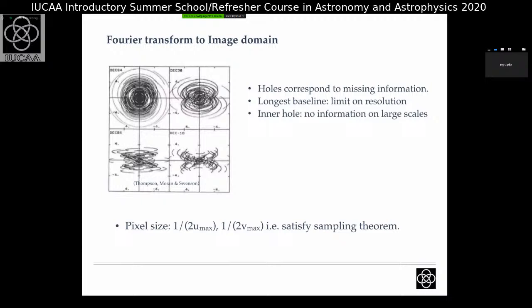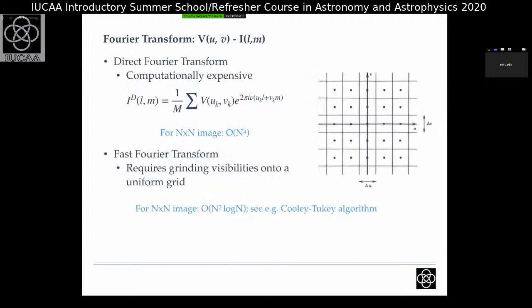So if we take care of sampling, we will still be left with some holes corresponding to missing information. And then, of course, the longest baseline will limit the resolution of the image. But apart from these facts, we now understand overall how we can weight the visibilities appropriately and can actually make an image by inverse Fourier transform. But how do we do this Fourier transform? Like, how do we take these visibilities and do an inverse Fourier transform?